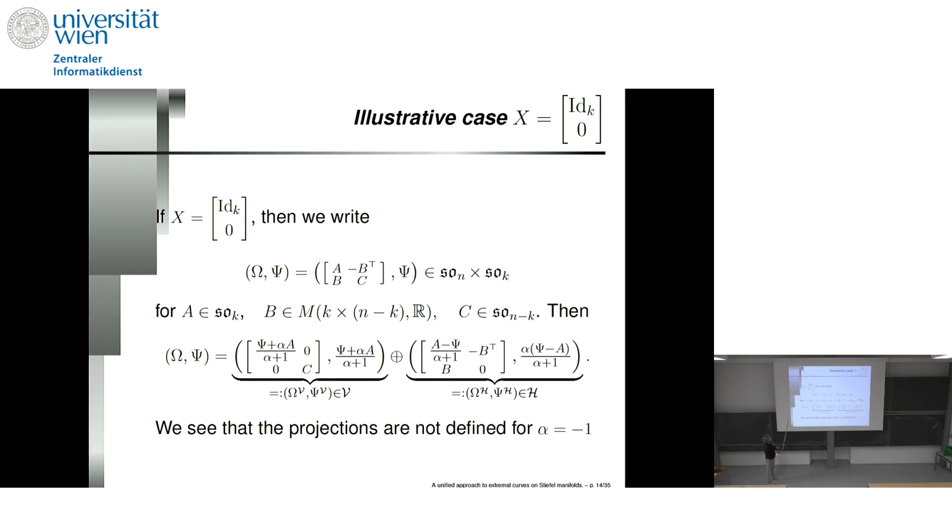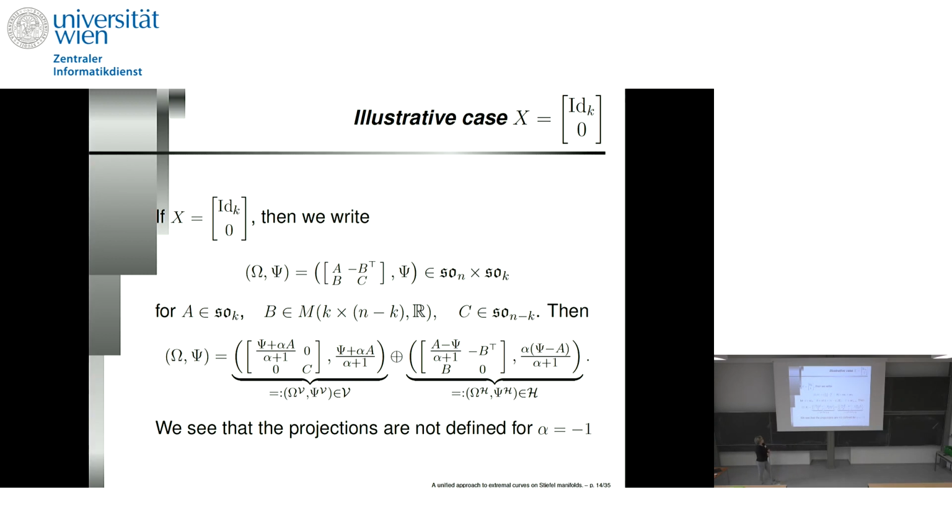So what happens if X has this very simple form? It's just the K by K identity matrix, and then 0. Then we write the skew-symmetric matrices in this block diagonal form, so omega is from SO(N), but we write it in this diagonal form: an SO(K) block, then an SO(N minus K) block, and the complementary part B with size from SO(K).